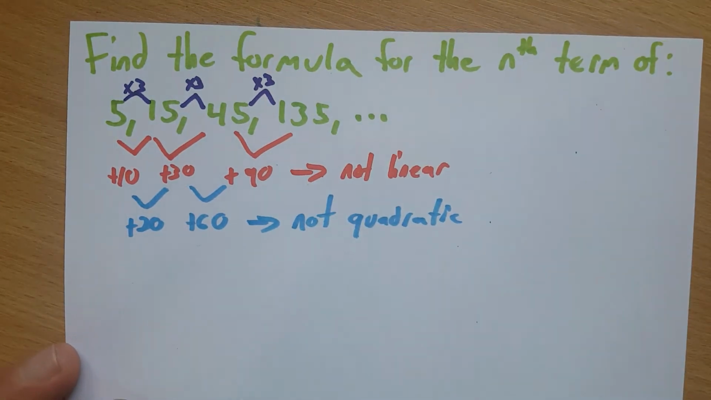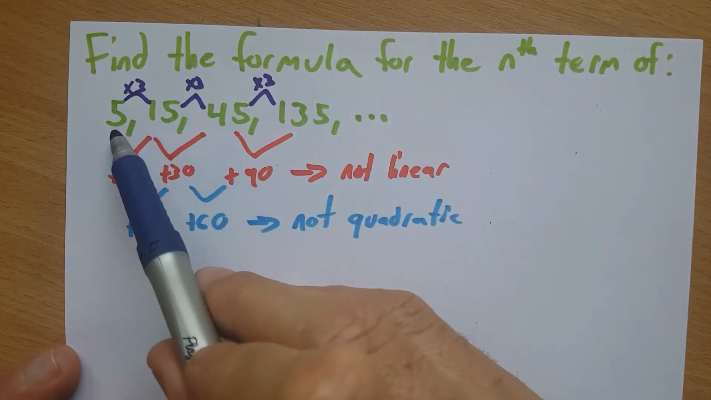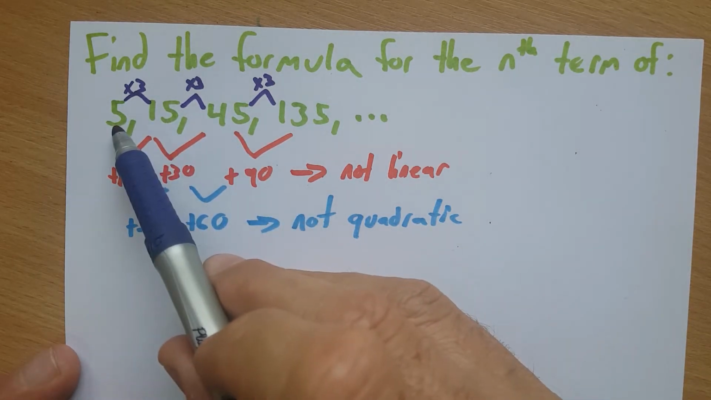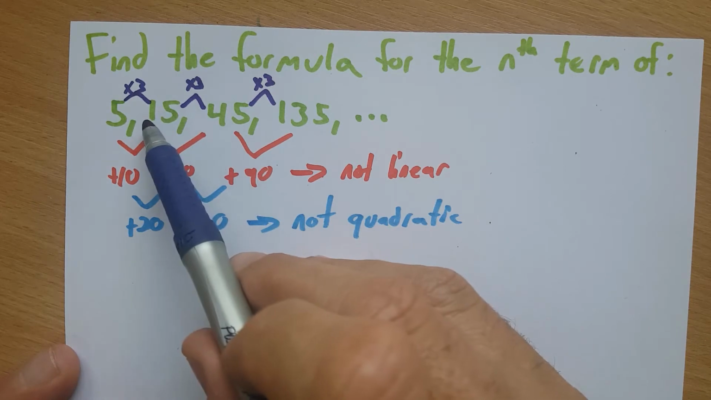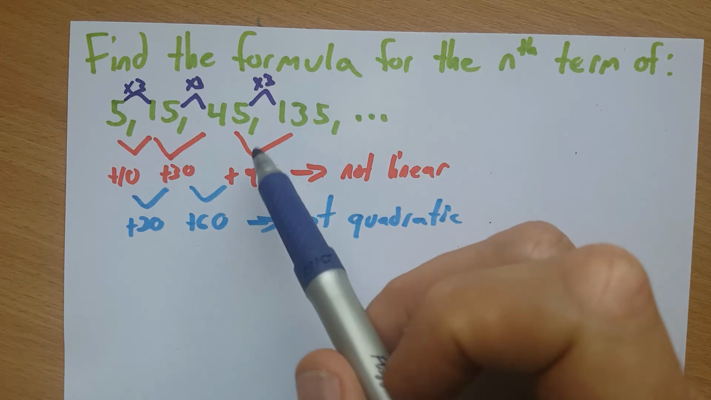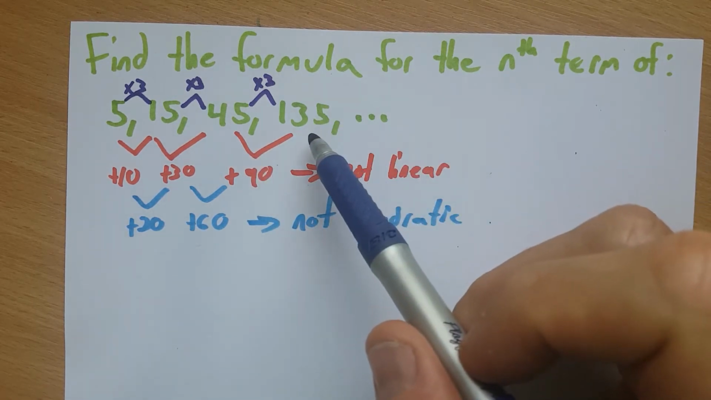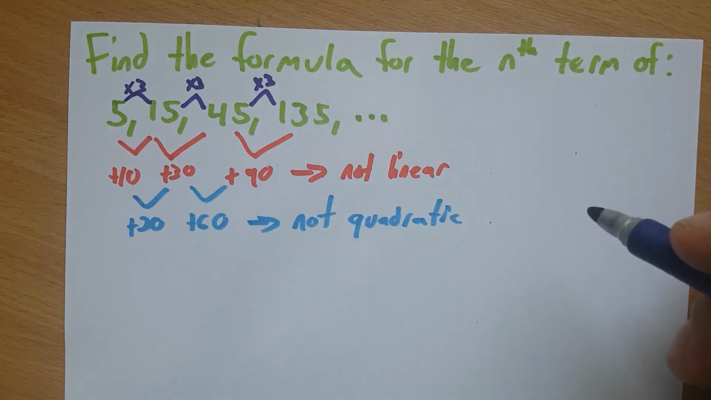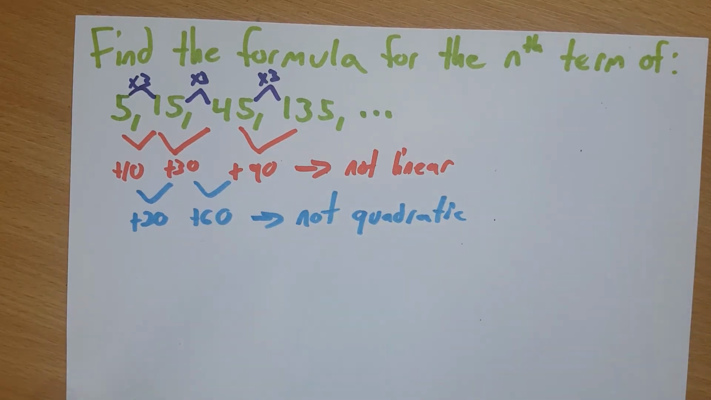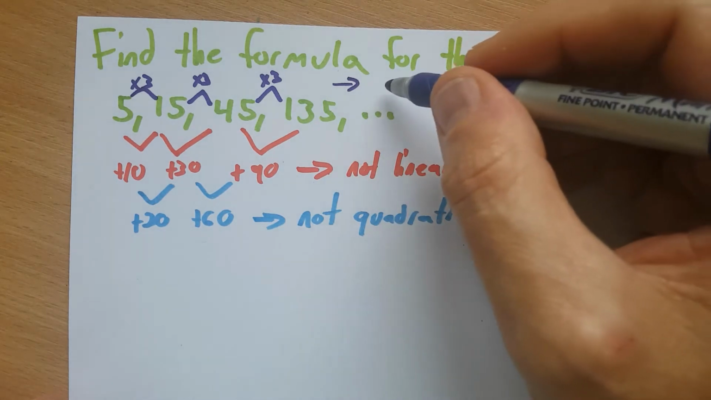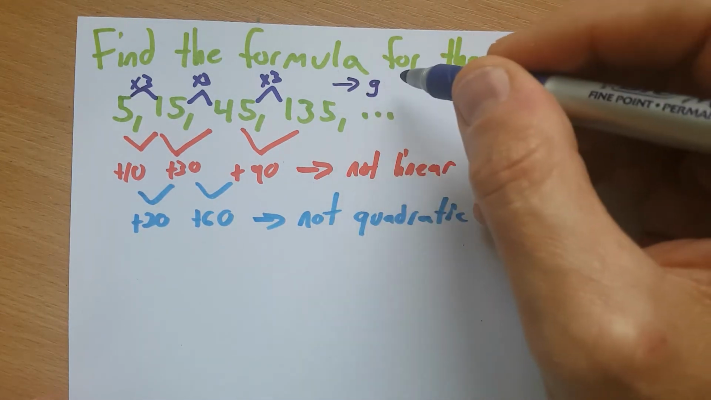If it's not obvious, and you're not sure what times this gives you the next one, you can always divide. So 15 divided by 5 is 3, 45 divided by 15 is 3, and 135 divided by 45 is 3. So if you have decimals or something that you're not familiar with, then you can just divide and see if there's a common ratio. It's actually what it's going to be called. And since the common ratio is constant, then you know that this is a geometric sequence.